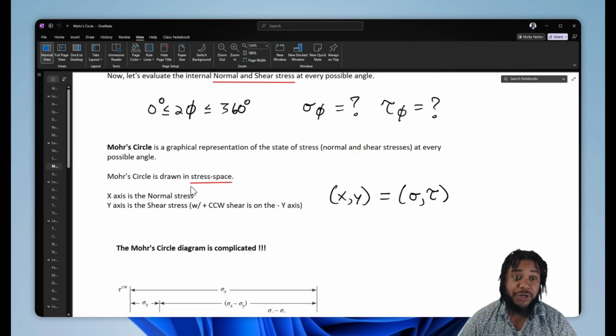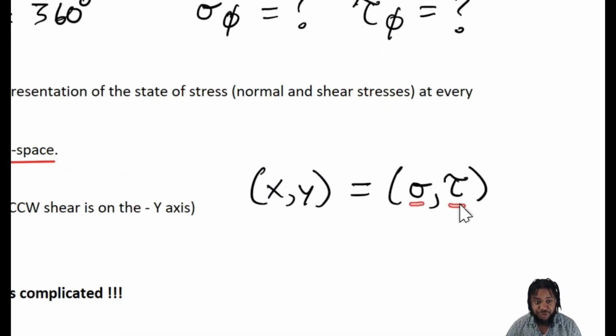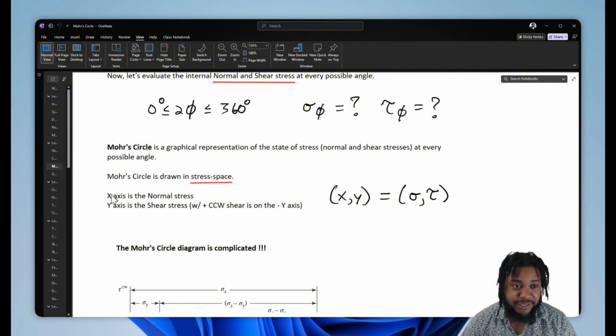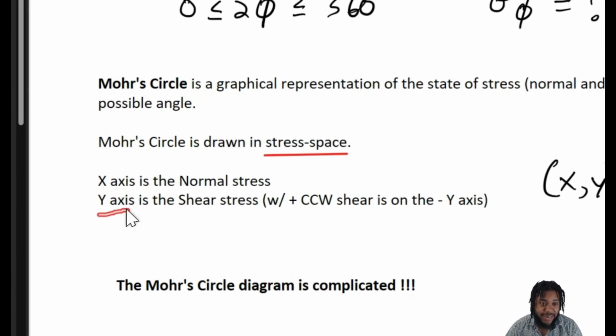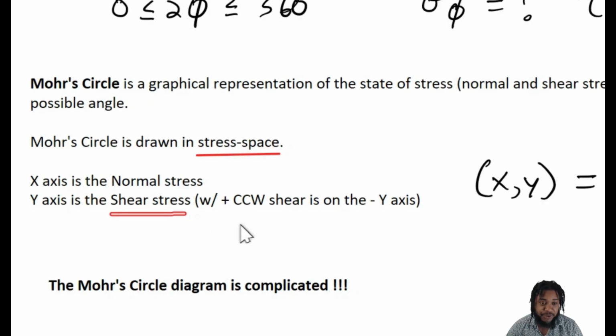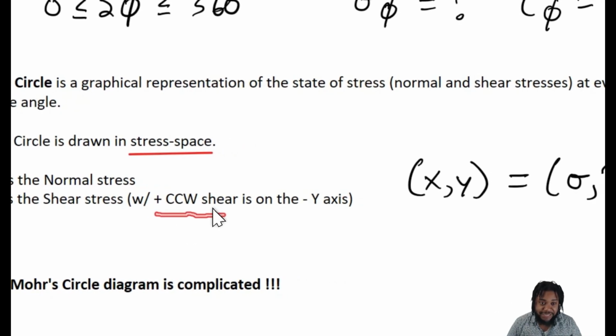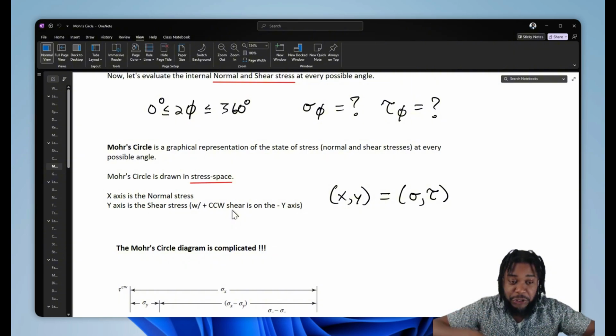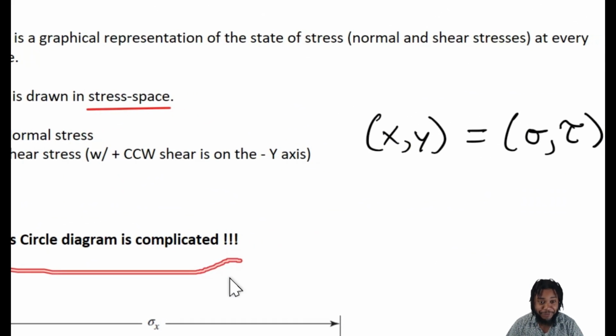Mohr's circle is drawn in terms of stress space, where the x and y axes represent the values of normal stress and shear stress, respectively. The x-axis is normal stress and the y-axis is shear stress, with the counterclockwise or positive shear stress represented below the x-axis. So positive shear stress is actually the negative y-axis in the diagram. I know, a little bit confusing, but Mohr's circle is a bit complicated.